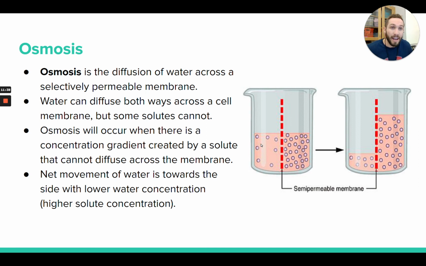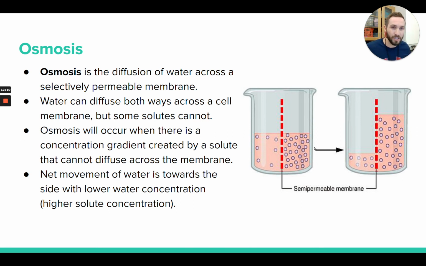Now what can happen instead is we can have osmosis kick in. Osmosis is the movement of water, and water can almost always diffuse across a semi-permeable membrane. And so if the solute can't diffuse across a membrane, you're going to see a movement of water instead. And water is always going to move to the side. You're going to see a net movement of water towards the side that has a higher solute concentration.